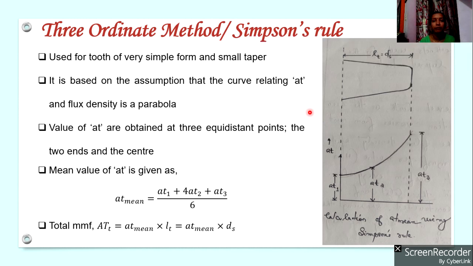The BAT curve will be a parabola. So this method is based on that assumption. The curve relating B and AT is a parabola. So now here also we will calculate the value of mmf per unit length at 3 equidistant points.